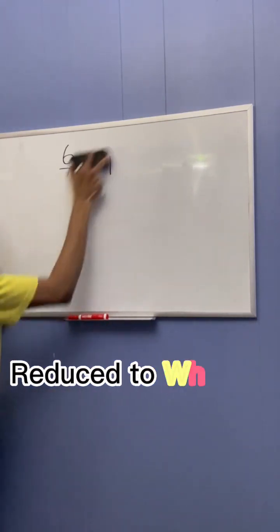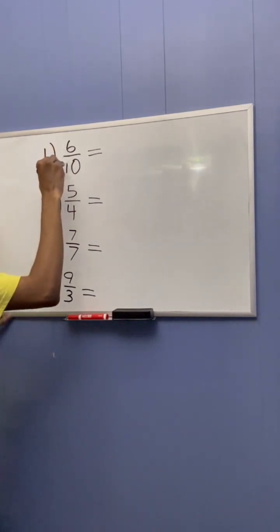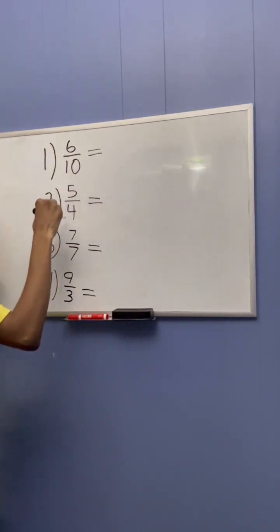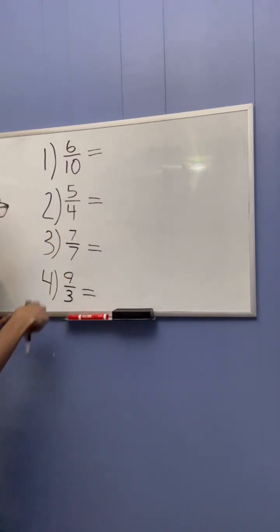Pretty easy, right? So I've given you some problems for you to do on the board. We have 6/10, 5/4, 7/7, and 9/3. You're to convert them into their simplest form or into mixed numbers if you can. You may pause the video and work on these problems, and I'll present you with the solutions afterwards.